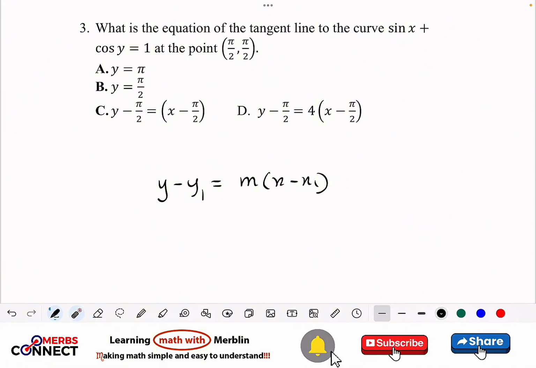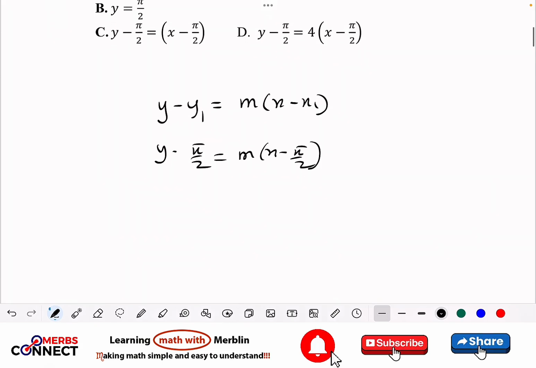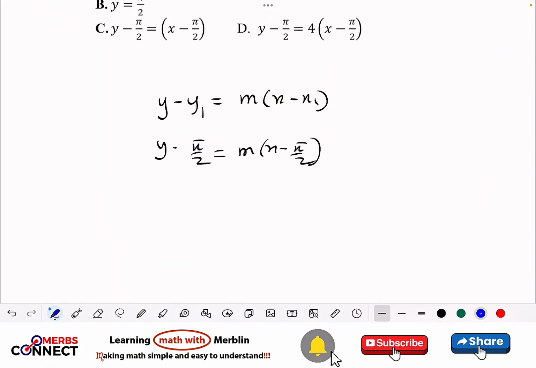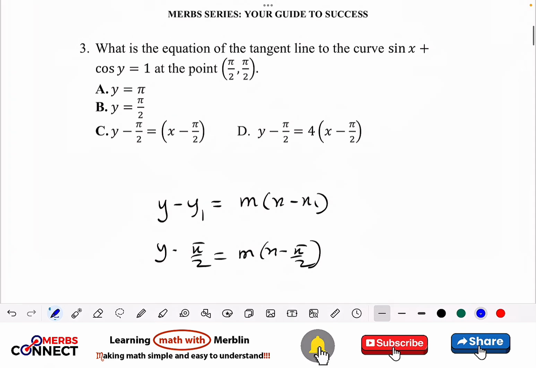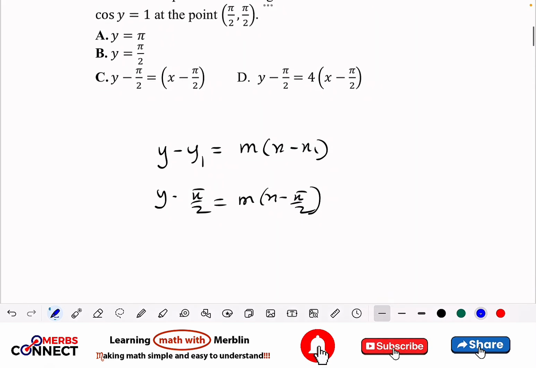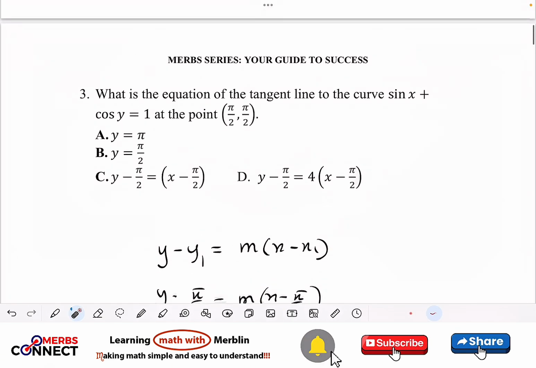So here we have the point already. So we are going to have y minus pi on 2 equals m times x minus pi on 2. So what we just need is the gradient, right? We just need the gradient. So let's find the gradient using the equation given to us here.